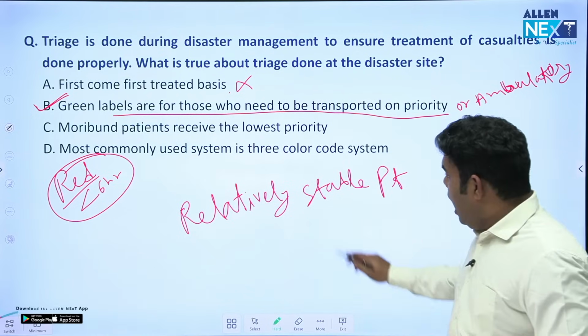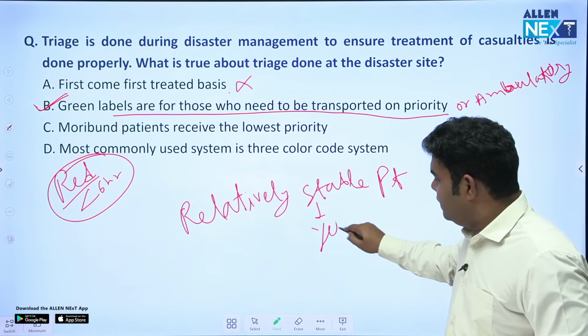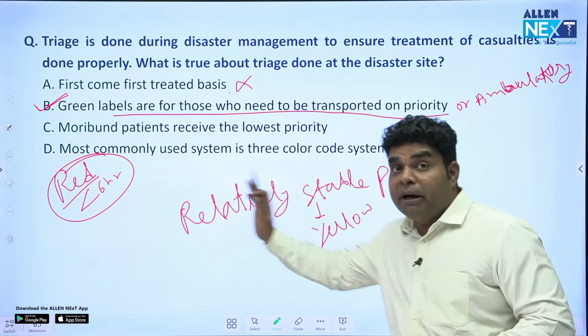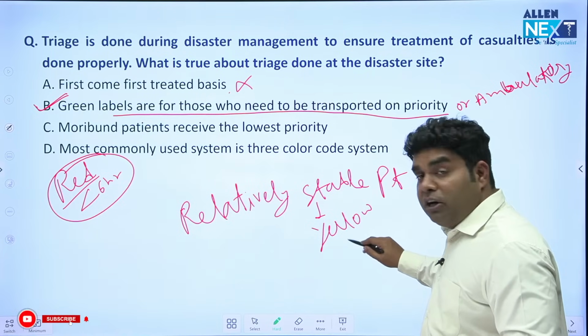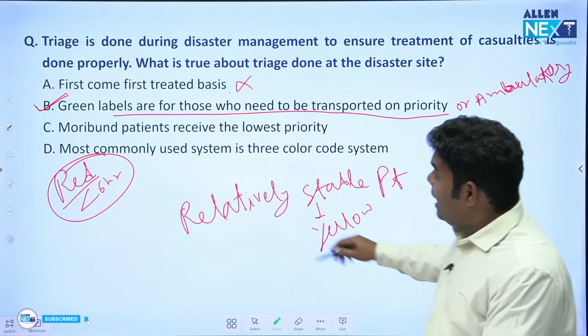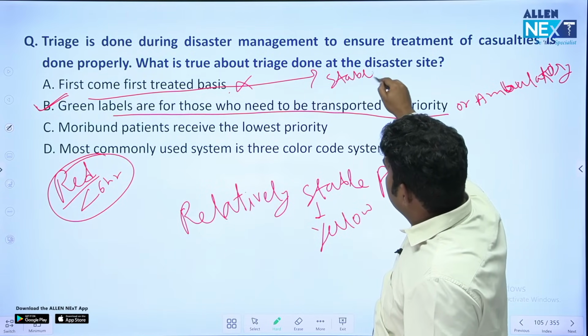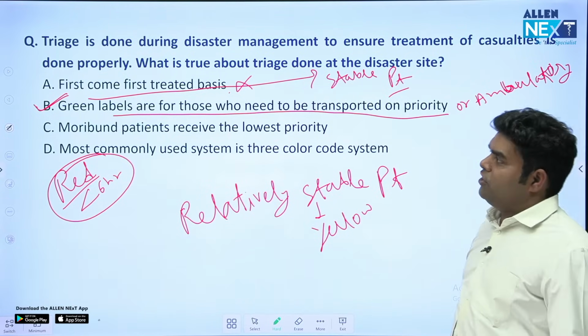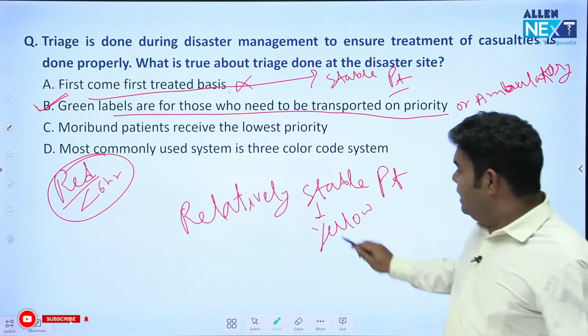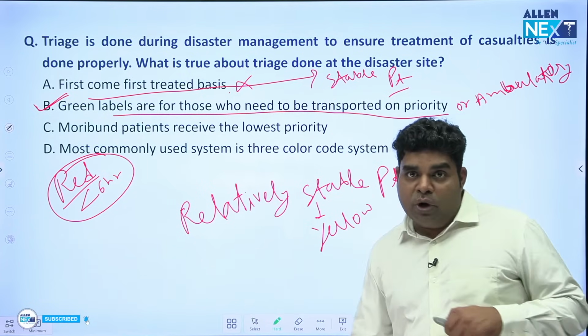Yellow are relatively stable patients. They are stable as compared to red. They need surgery within 24 hours. And green are those which are stable patients. Green just need dressing, cast or stitches. So relatively stable is yellow, surgery within 6 to 24 hours.